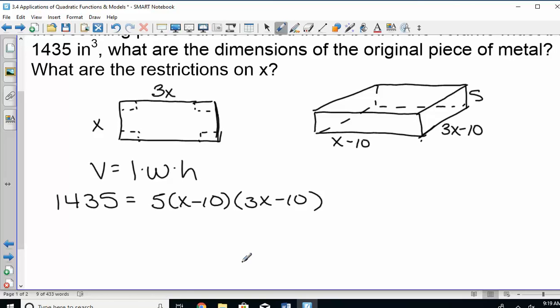Okay. I want to know the dimensions of the metal and the restrictions on X. We'll answer that part towards the end. If I want to solve this, we have a couple options. We're going to have to multiply this out regardless. The 5, I could distribute it, or what could you do on each side? Why don't we just divide by 5 and get rid of it?